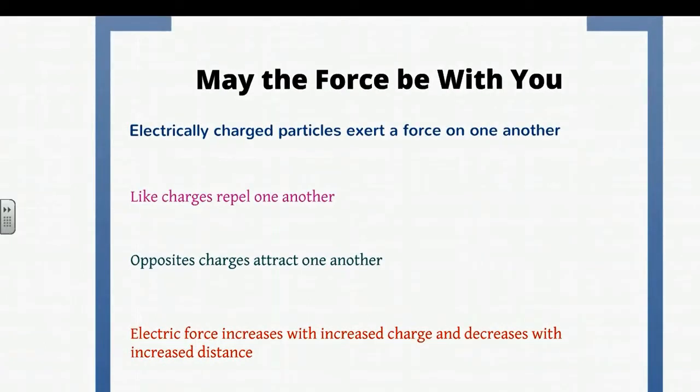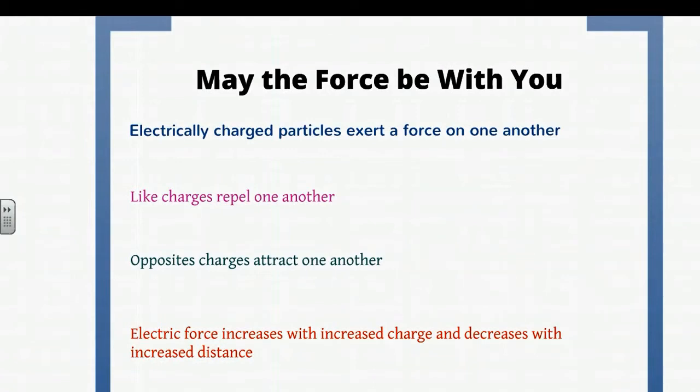So the forces that these exert on each other: the electron, as you know, has the negative charge and the proton has the positive charge. When they come near each other, they exert a force on each other. Now, like charges repel one another. By like charges, I'm talking about two things that are the same. So if you have 2 protons next to each other, they're going to push away from one another. Or if you have 2 electrons next to one another, they will also push away from each other. They do not want to be near each other. Opposite charges attract one another. So if you have a proton and an electron, they actually pull toward each other. The electric force increases with increased charge.